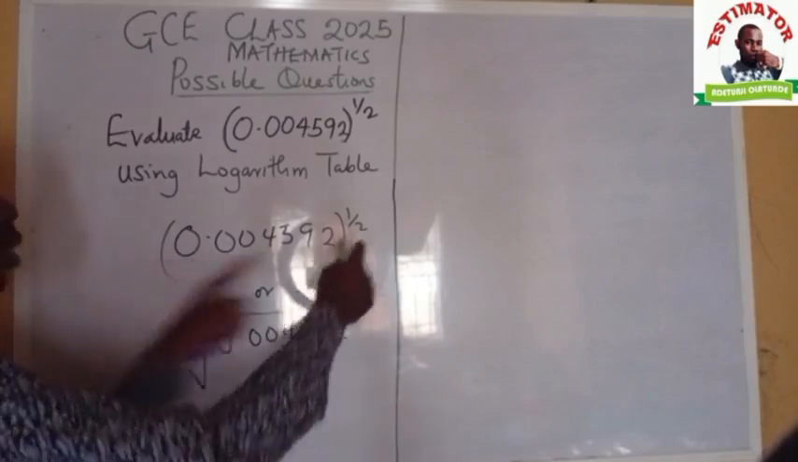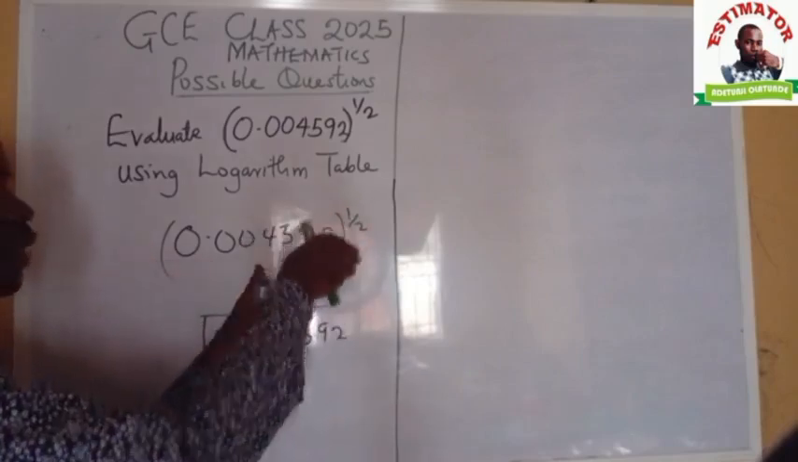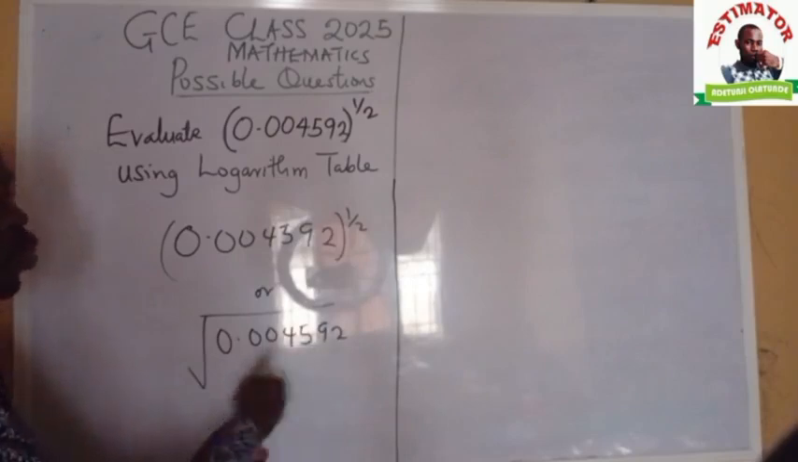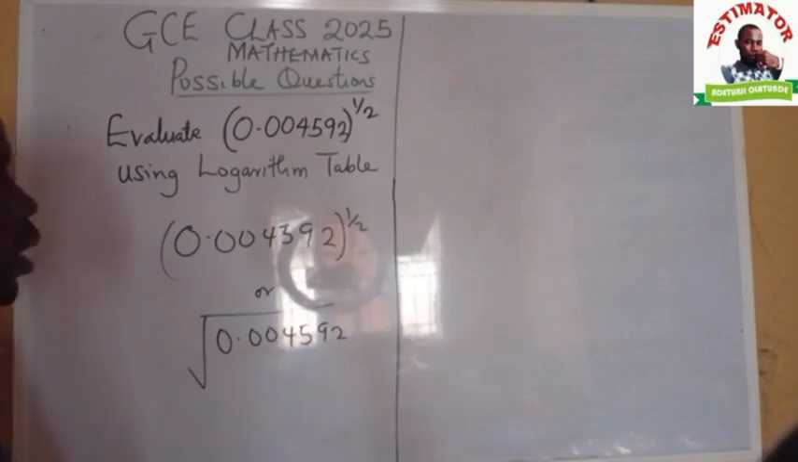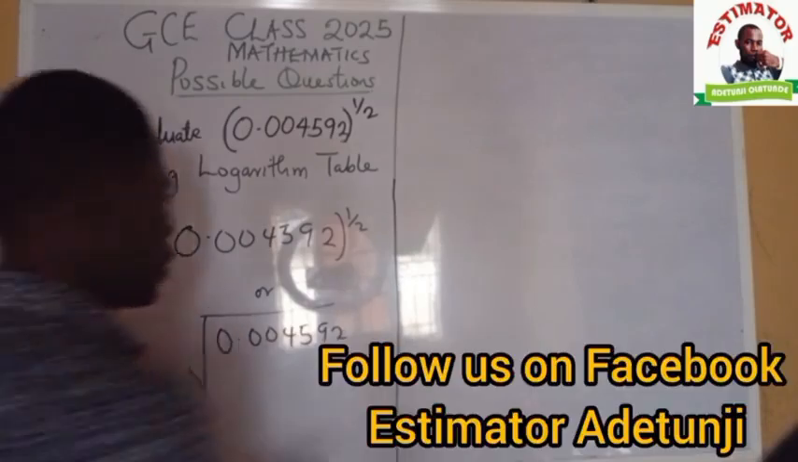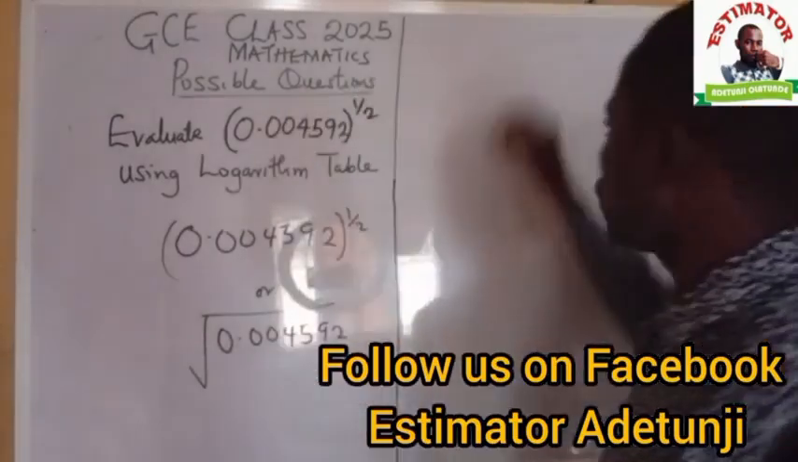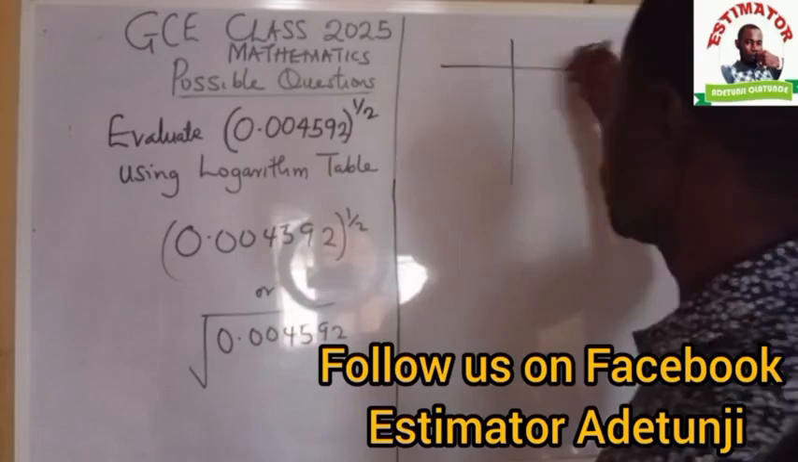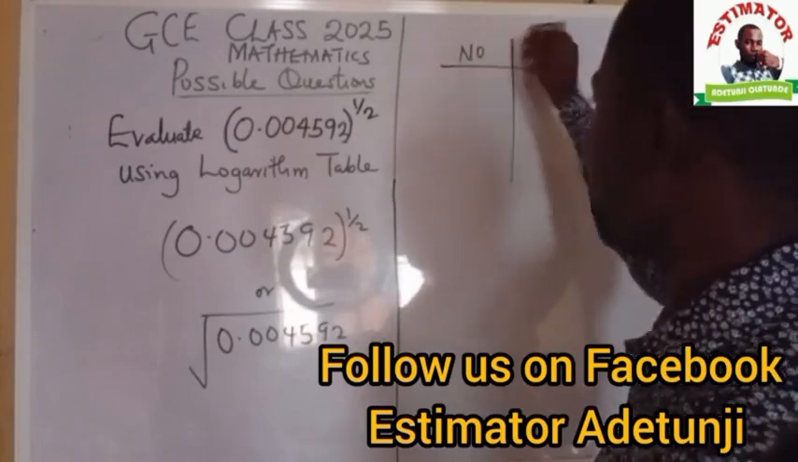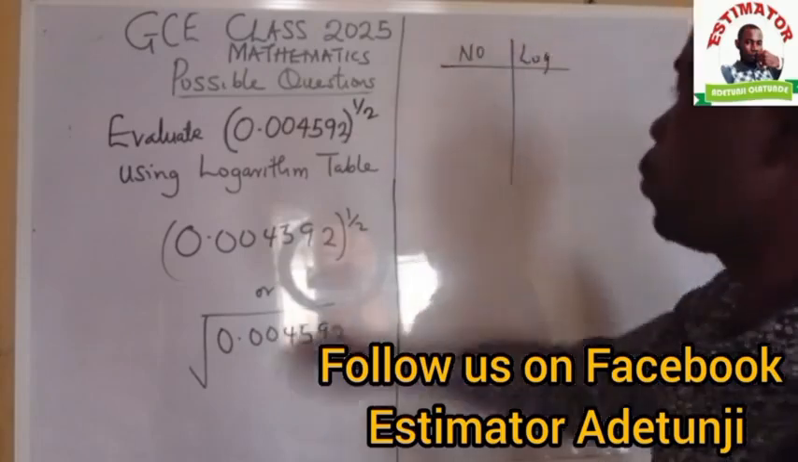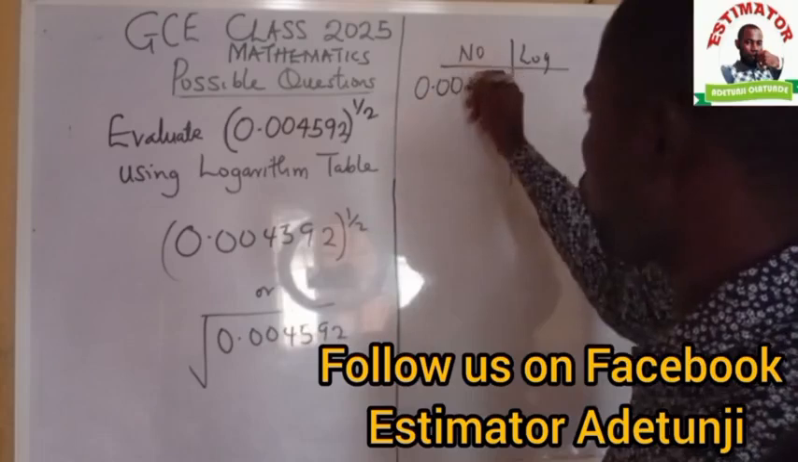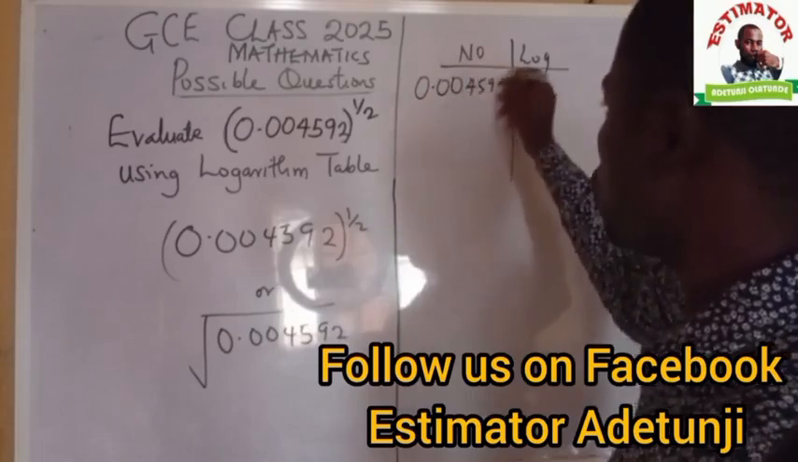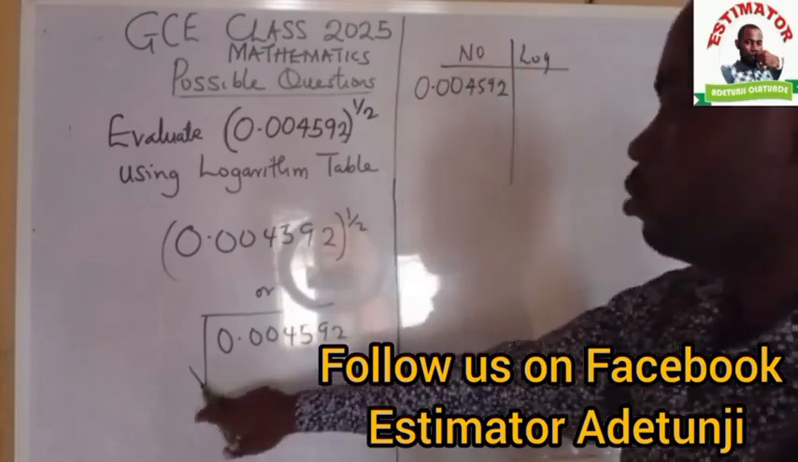You will get the same answer. If you are using this style, definitely you want to multiply the logarithm value. If you are using this style, you want to what? You want to divide the logarithm value. So I'm subscribing to the second one because of our time. Alright, looking at this now, we have it like this in a bigger form. So we have the number log, I have the value 0.004592. You know, this is root, right?